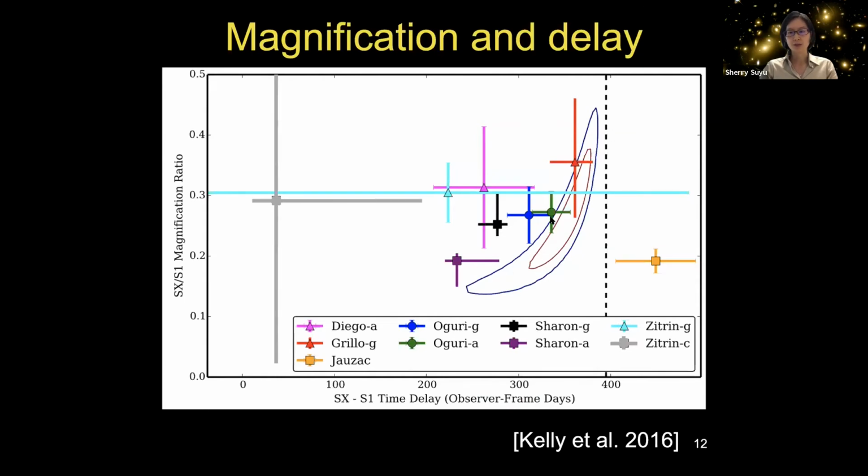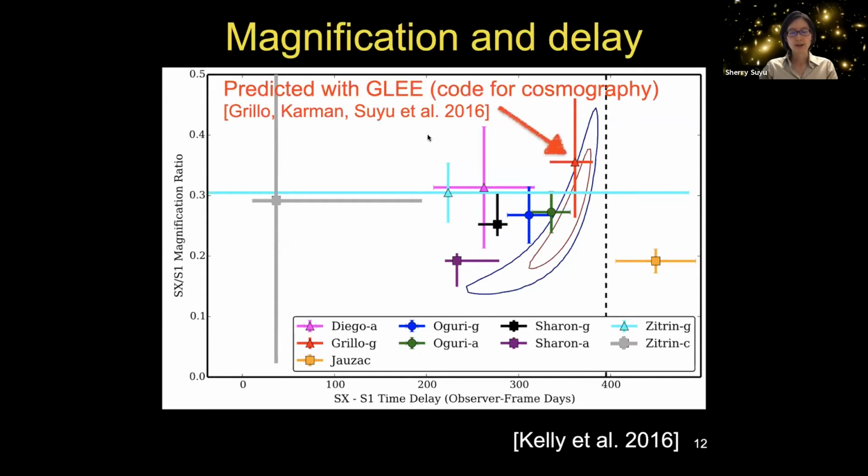And two teams did particularly well. One was led by Masamune Oguri in Japan, and the other team was led by Claudio, in red. I would like to note that this prediction was actually done with GLEE, which is software that Alexi Halkola and I have developed. This is the same software that has been used in H0LiCOW for time delay cosmography. So our successful prediction of the reappearance of supernova Refsdal demonstrates the robustness of our modeling approach and also of the software itself.